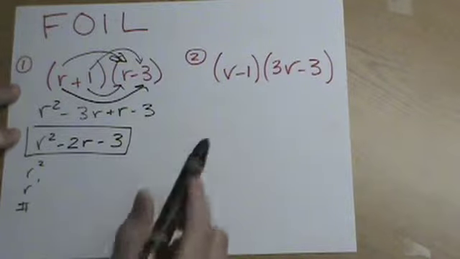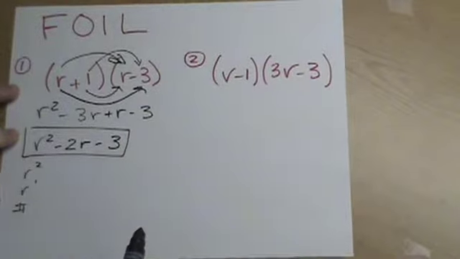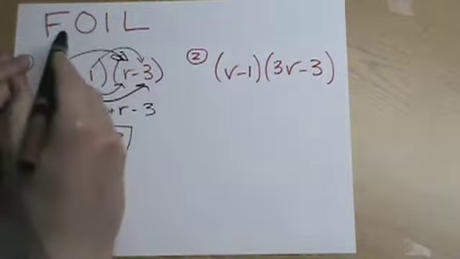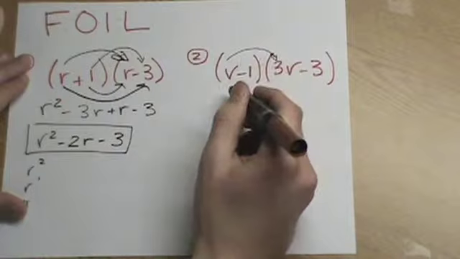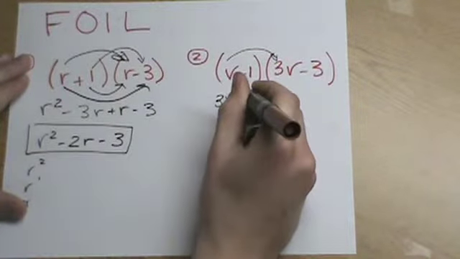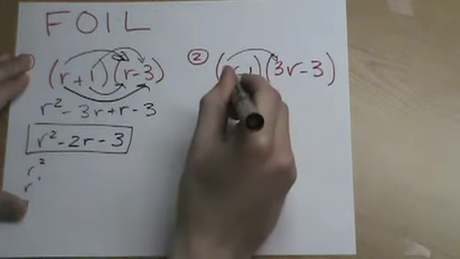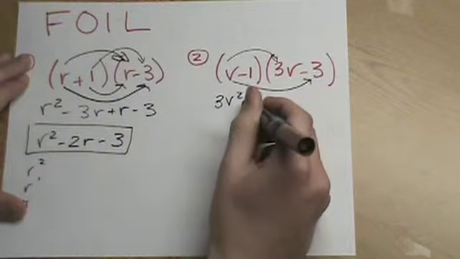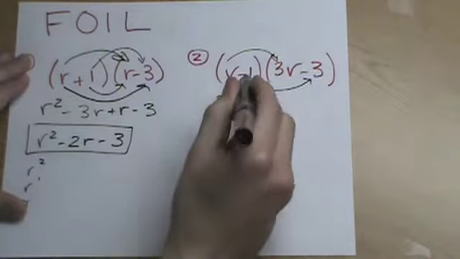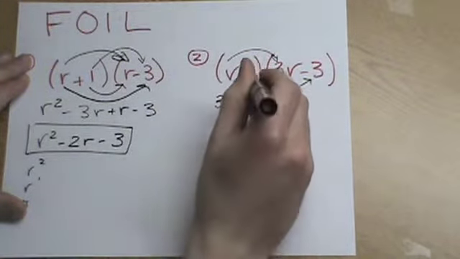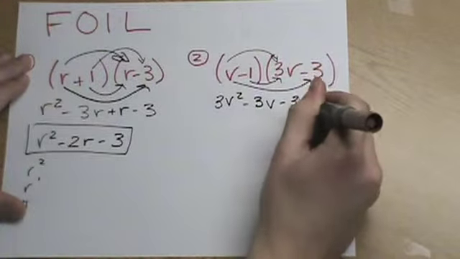Okay, now let's do v minus 1 quantity times 3v minus 3 quantity. So first we do the firsts, so that means the v times the 3v, so that's 3v squared. Next we do the outers, so v times negative 3, that would be negative 3v. Next, we do the insides, so negative 1 times 3v. So negative 1 times 3v is negative 3v.